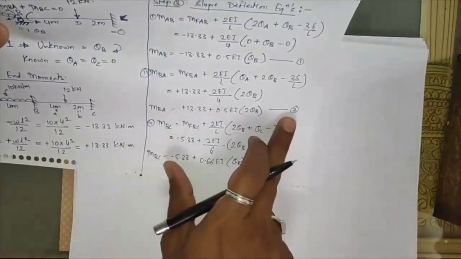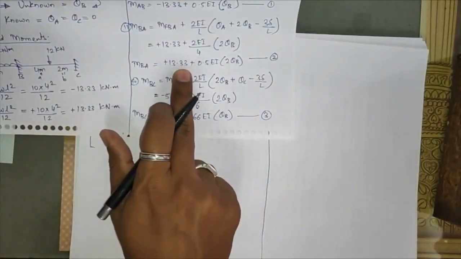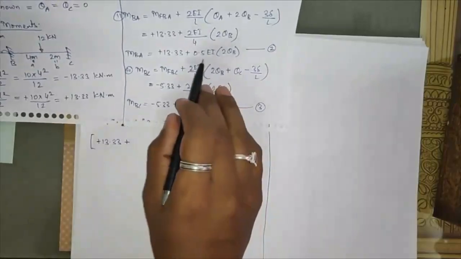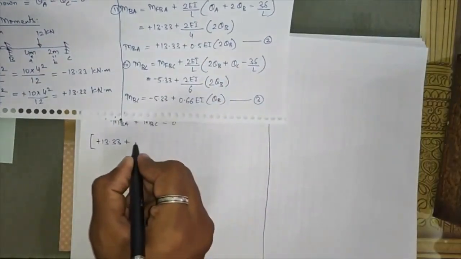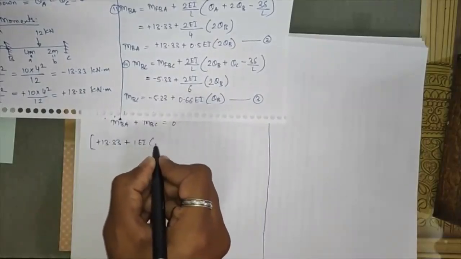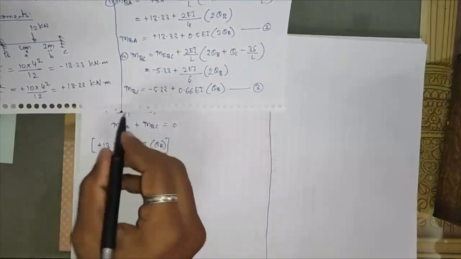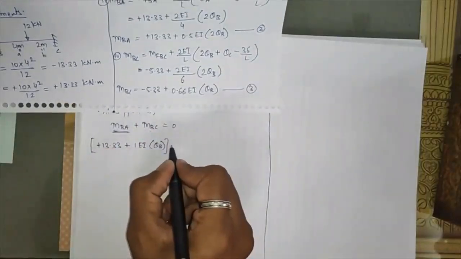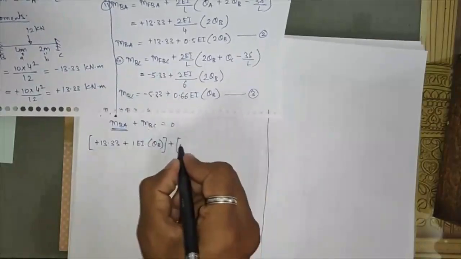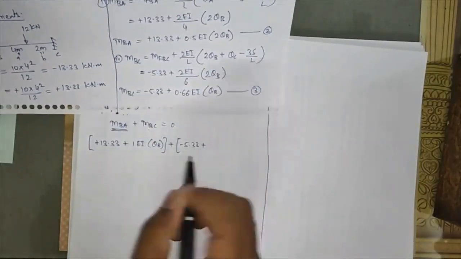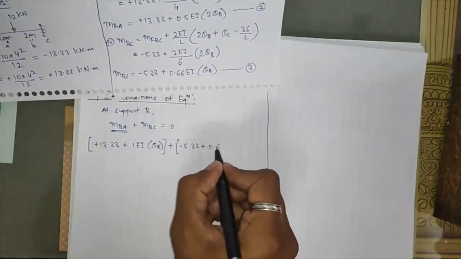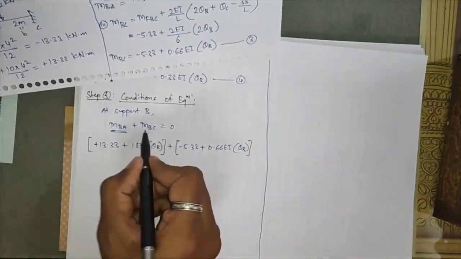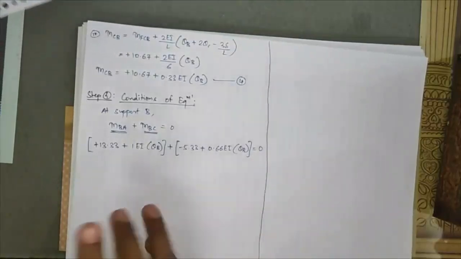What is that? From equation number 2, we have plus 13.33, plus 0.5 into 2, which I'll directly write as 1 EI into theta B. This is my equation for B. In the same way, for BC, from equation number 3, I have minus 5.33 plus 0.66 EI into theta B. That is the equation for BC, equal to 0.